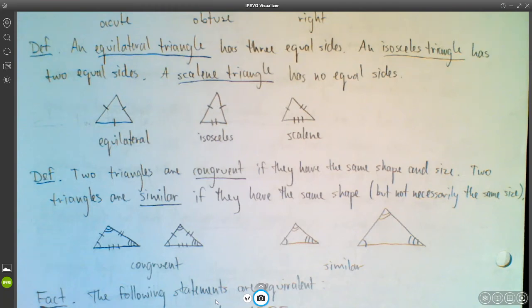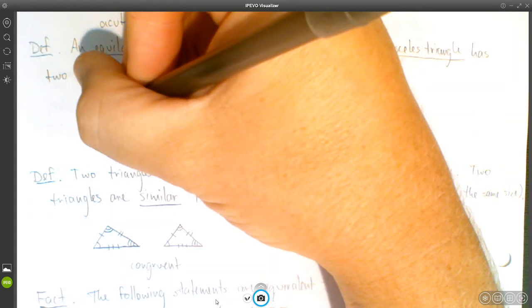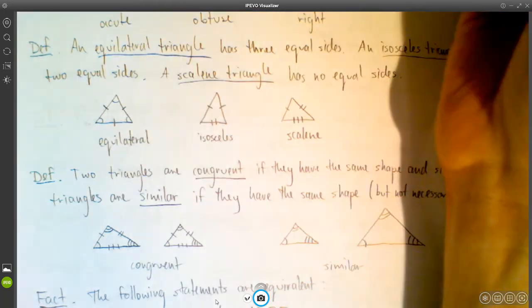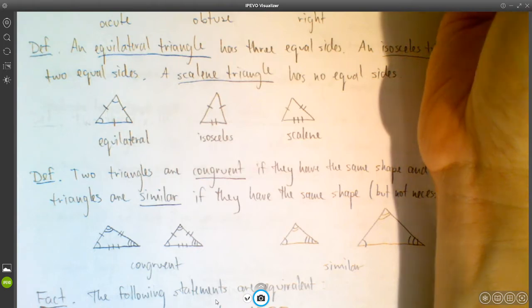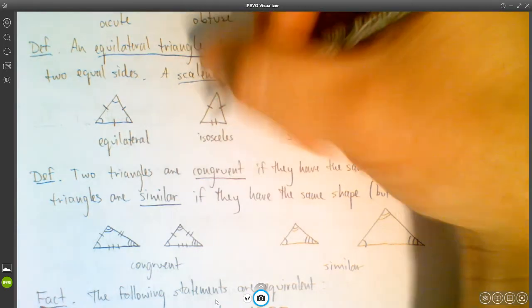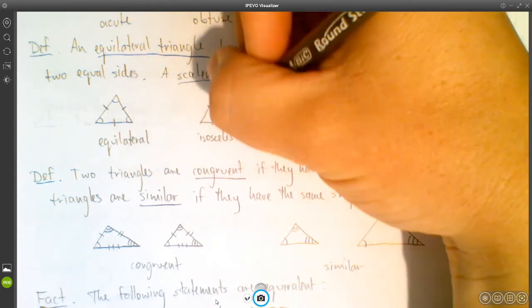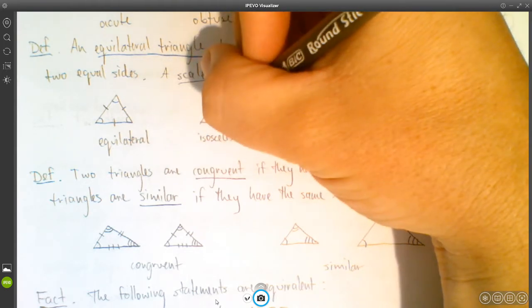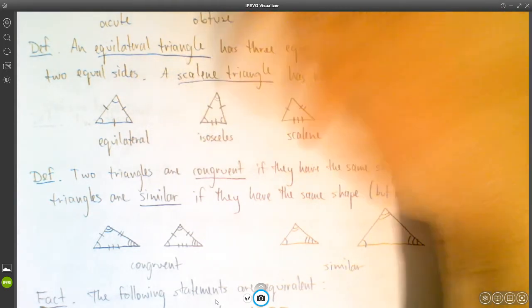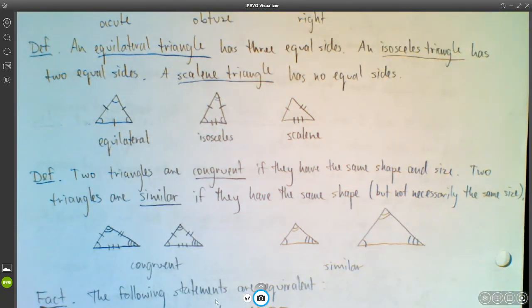Now, a quick fact about equilateral and isosceles triangles is that if you have an equilateral triangle, so if all three of the sides are equal, then it turns out that the angles are also all three the same. With an isosceles triangle, two of the sides are equal, and so the angles opposite the equal sides are the same. So in other words, those two angles are the same. And then this angle would be different, potentially, right? With a scalene triangle, all three of the angles are going to be different. Okay, so that's that idea.